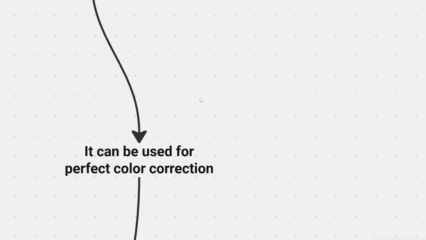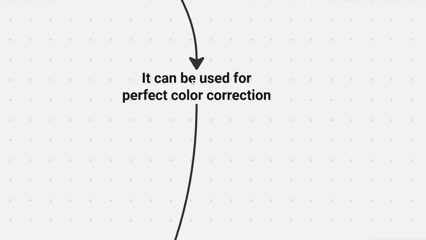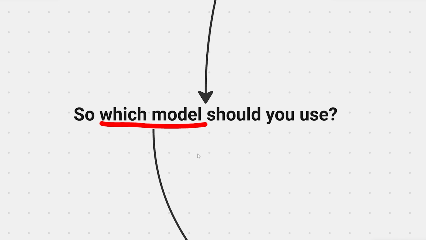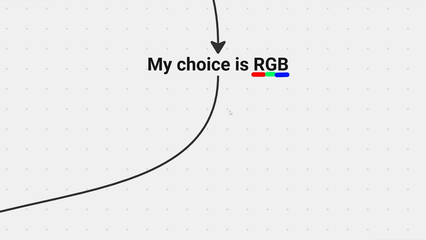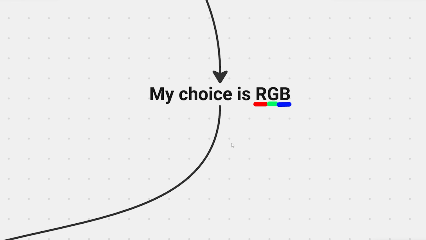What makes LAB interesting is that it can be used for perfect color correction. For example, in Photoshop, you can make skin tones look more natural without affecting lighting, or you can adjust colors without losing details, something that often causes issues in RGB. So, which model should you use? RGB is ideal for working with videos and images on screens. HSL is great for editing colors, especially in design. LAB is the best choice for professional color correction. Since we are talking about video color correction, my choice is RGB.